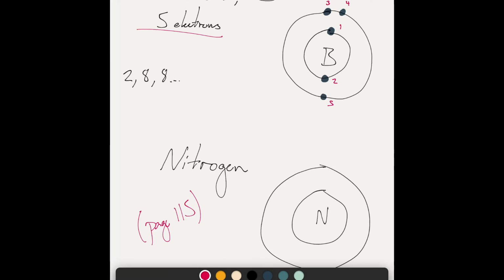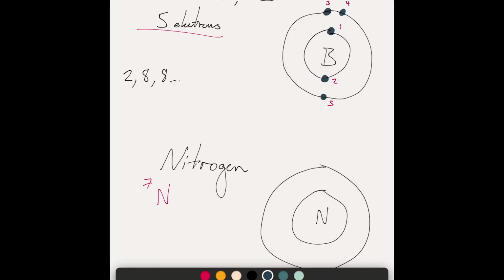How many electrons does nitrogen have? I didn't tell you this one. You had to use your planner to find the answer. So I'll get rid of that to make some space. You should have found that nitrogen has, that's right, 7. Has 7 electrons.